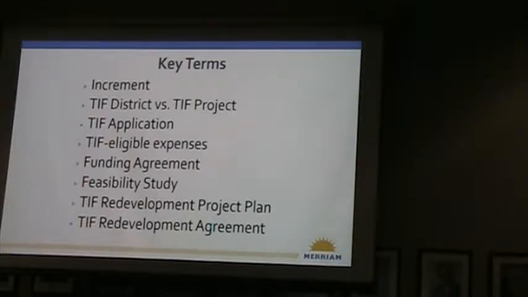You've got a TIF district versus a TIF project. The district is the larger TIF area, and then the project is going to fall within. You can have multiple TIF projects within a TIF district. So we have an I-35 TIF district, but we have TIF projects within. TIF application is the application that the developer would come write a check. They would submit an application spelling out what it was they wanted from the city in terms of a public-private partnership. TIF eligible expenses are statutory expenses that can be reimbursed with the use of tax increment financing.